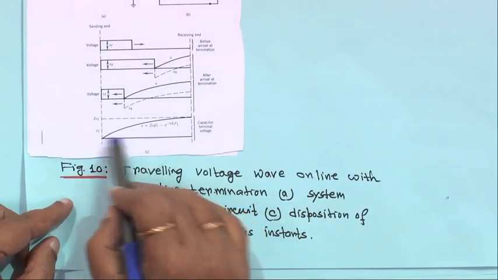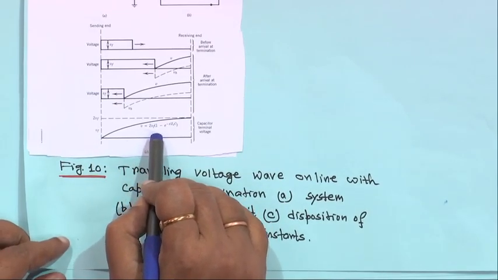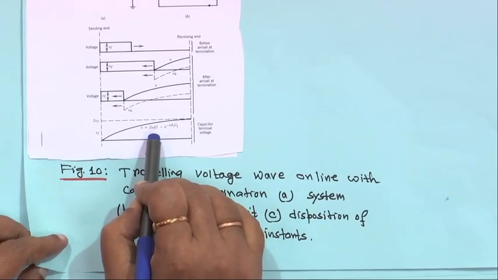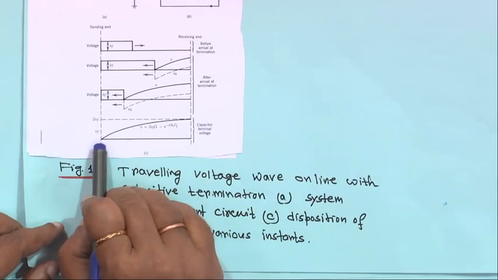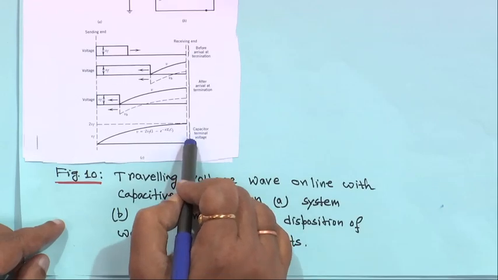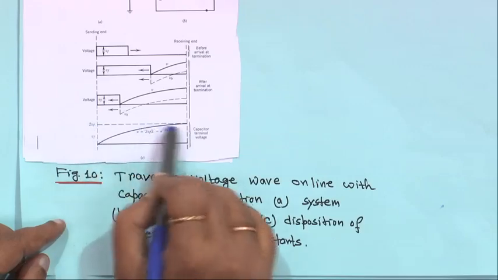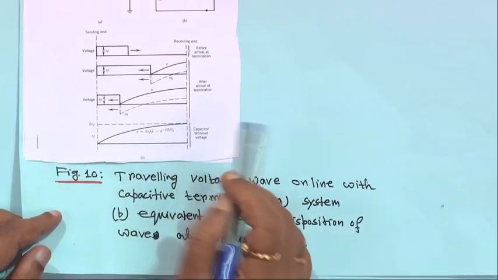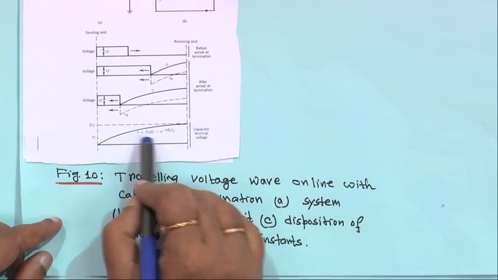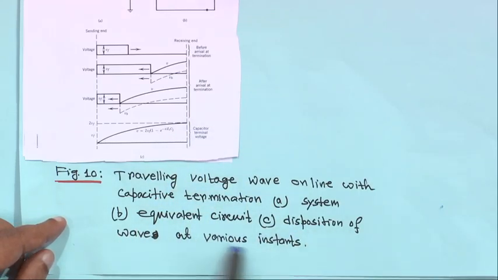And if you look at the capacitor, V is equal to this expression we have got: V is equal to 2 V F times 1 minus e to the power minus T upon Z C into C. So, when T is equal to 0, V is equal to 0, and gradually it is increasing, and finally V is equal to 2 V F, right. So, this is the capacitor terminal voltage whatever we have derived, and this is the disposition of waves at various instants.